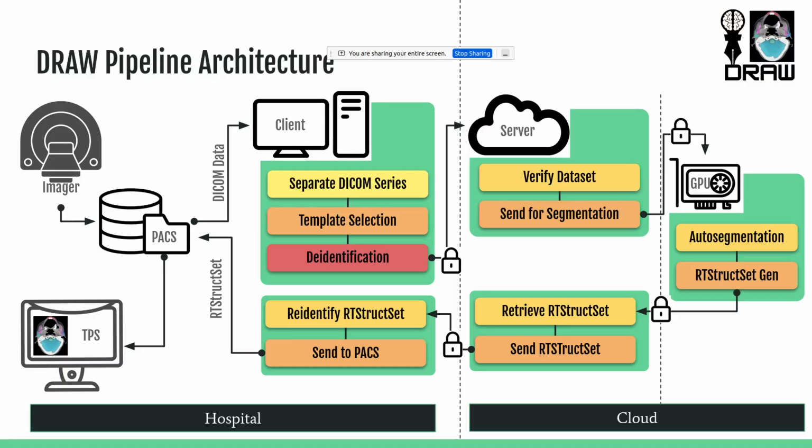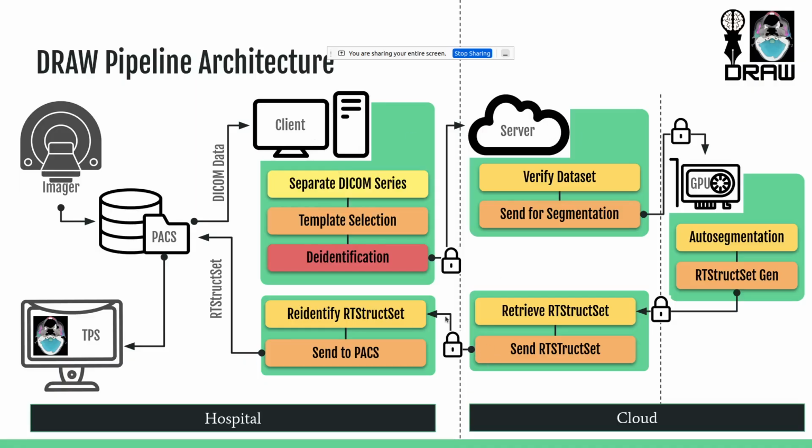Once this is done, this structure set file is sent back to the server by the GPU machine, following which this GPU machine is deleted, which means this data no longer stays there. After this RT struct file has been received by the server, it sends this RT structure file back to the client. What it actually does is that the client polls the server at regular intervals, and when it receives the notification that yes, the RT struct file has been received, it goes and downloads the data from the server.